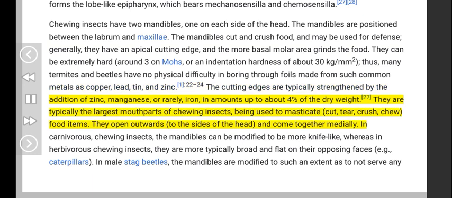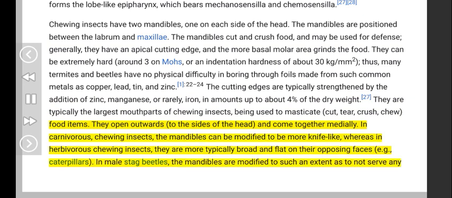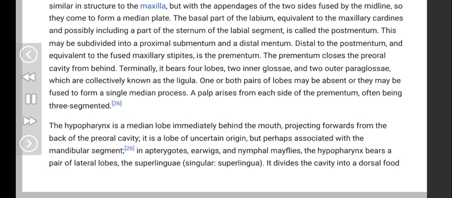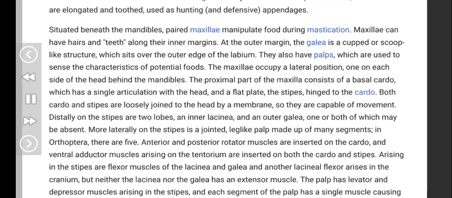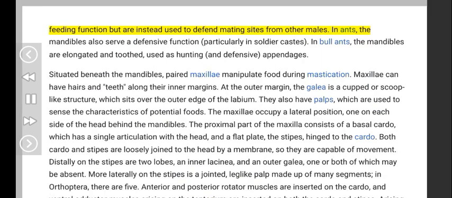They are typically the largest mouthparts of chewing insects, being used to masticate, cut, tear, crush, and chew food items. They open outwards to the sides of the head and come together medially. In carnivorous chewing insects, the mandibles can be modified to be more knife-like, whereas in herbivorous chewing insects, they are more typically broad and flat on their opposing faces, e.g., caterpillars. In stag beetles, the mandibles are modified to such an extent as to not serve any feeding function but are instead used to defend mating sites from other males. In ants, the mandibles also serve a defensive function, particularly in soldier castes. In bull ants, the mandibles are elongated and toothed, used as hunting and defensive appendages.